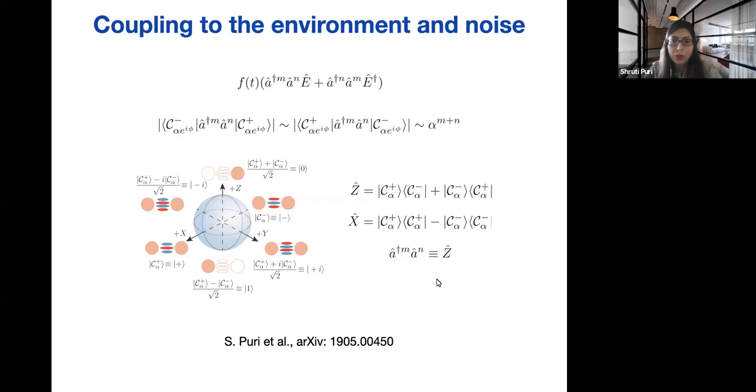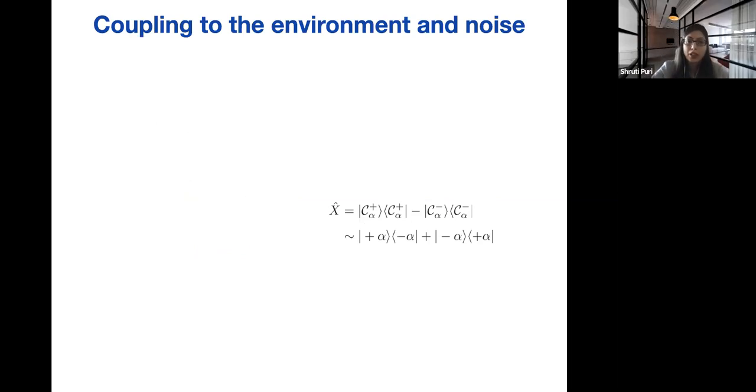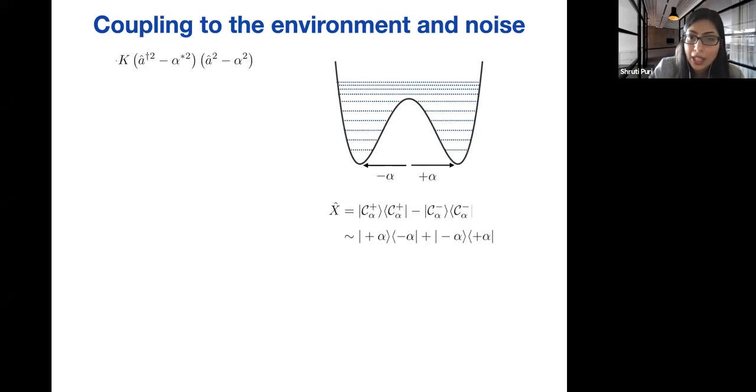Now, I've told you that it can couple to the environment, and the coupling to the environment is along the Z axis, and the strength increases polynomially with alpha. But what happens to the other axis of coupling? What happens to X? In order to understand that the coupling to the X axis is going to be suppressed, let's look at the classical potential corresponding to this Hamiltonian. The classical potential is actually a double well structure, and you have the 2 states, the coherent states minus alpha and plus alpha, sitting at the bottom of these 2 wells. Of course, quantum mechanically, we're going to have superpositions of these 2 states, which are our cat states.